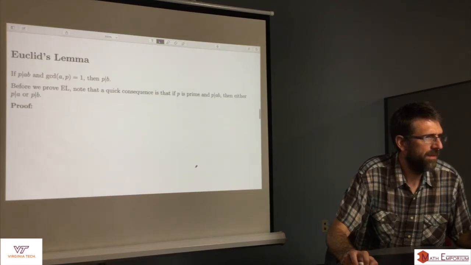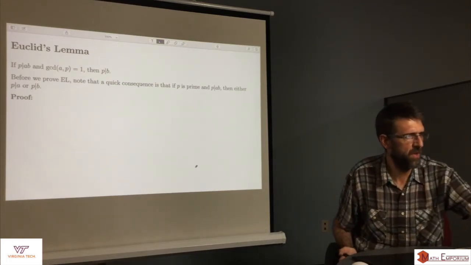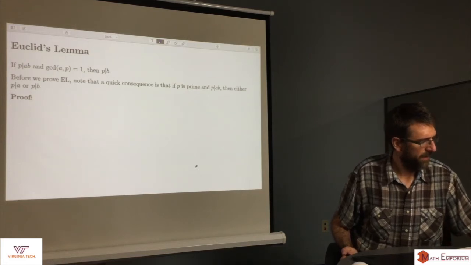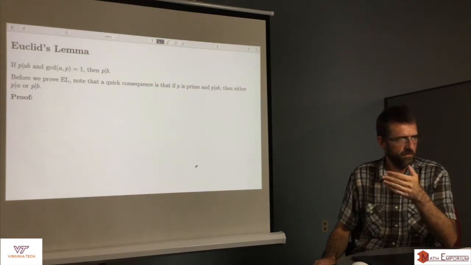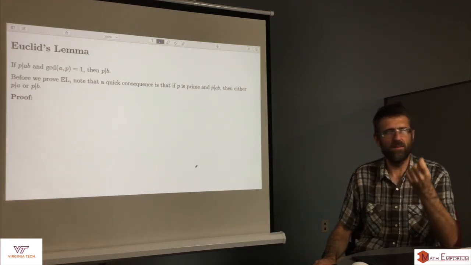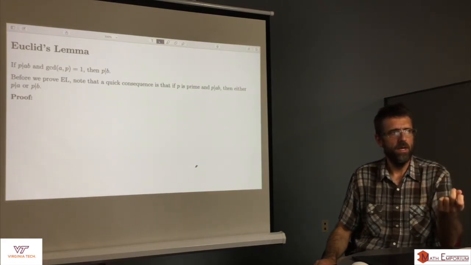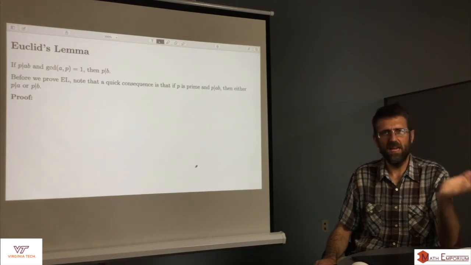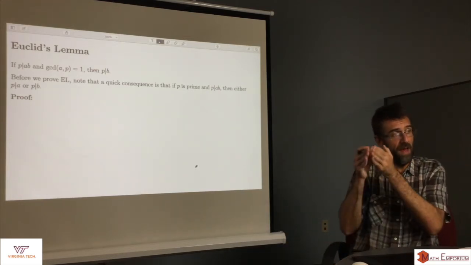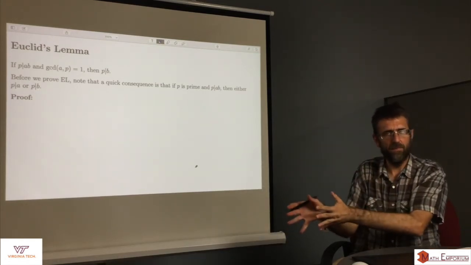All right, so another consequence of the extended Euclidean algorithm is what's known as Euclid's lemma. We'll be using this quite a bit as well. This tells us that if we've got a number p that divides a product a times b, and if the GCD of a and p is equal to 1, then p has to divide b. Essentially, if p has no factors in common with that first factor, then p has to completely divide that second factor.